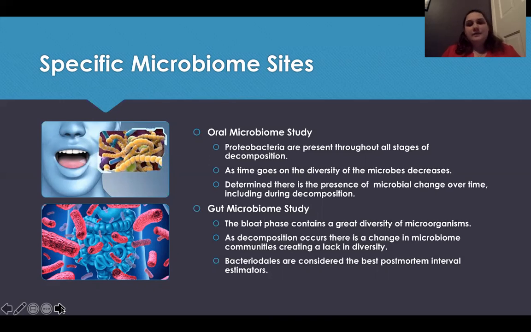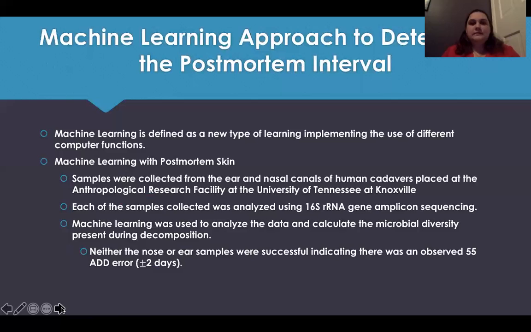But again, as time goes on, there is a change and a lack of diversity of microorganisms, which will change the way we look at them, but whatever is there will help determine the postmortem interval, though earlier on is more useful. Bacterial dials were determined to be the best estimators of the postmortem interval when they are present. So machine learning is defined as a new type of learning implementation, which is done on computers, and it uses different computer functions to help determine the postmortem interval.